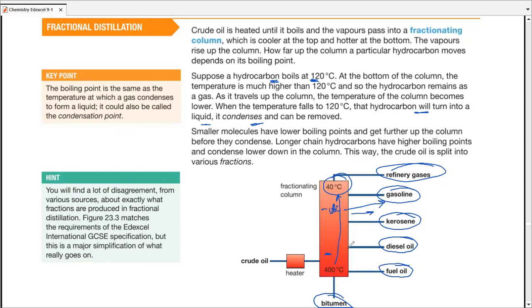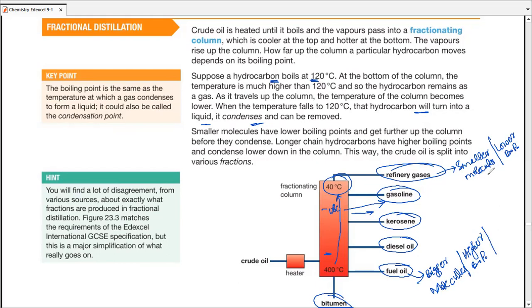Right? So since smaller molecules have lower boiling points, they usually go high up, which means these are smaller molecules, which also means they have lower boiling points. The ones at the bottom, which means these are bigger molecules, they have higher boiling points. And of course, as soon as I say lower or higher boiling point, you can attach all of the properties that are related to it.